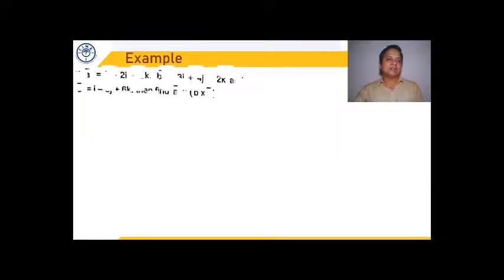Now let's take an example. Vector A is given as i minus 2j plus 3k, vector B is 3i plus 4j minus 2k, and vector C is i minus 6j plus 6k. We have to find the vector triple product A cross B cross C.